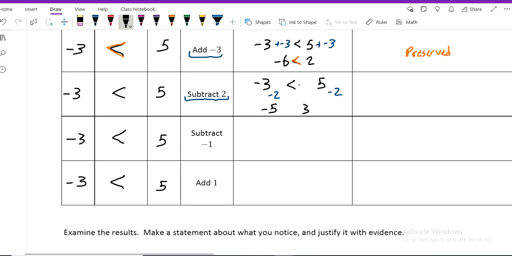I look at it and say, okay, what makes this inequality symbol true? Does it face this way or does it face the other way? Negative 5 compared to positive 3, the symbol still faces that way because any positive number is greater than any negative number. So again, we would say, oh, it stayed the same. It was preserved.